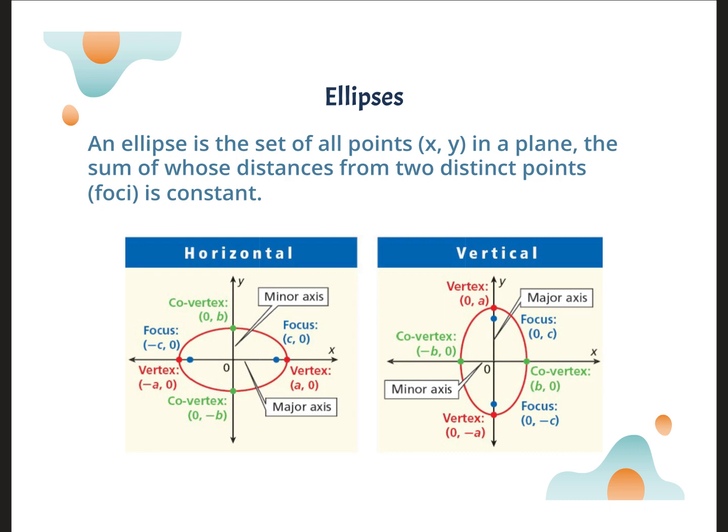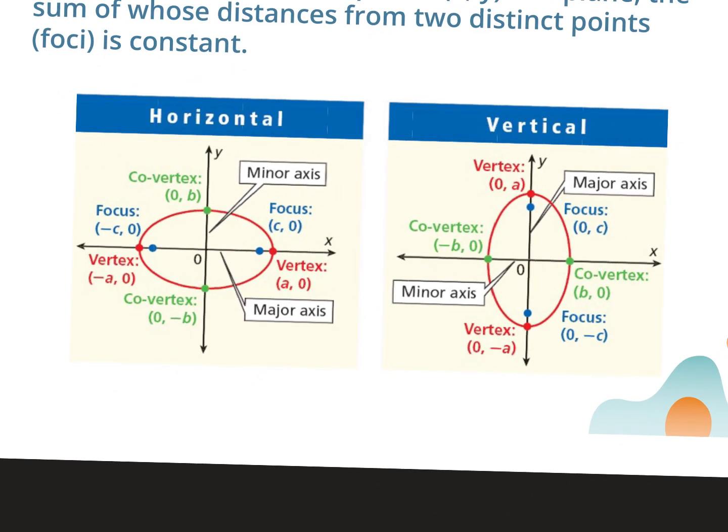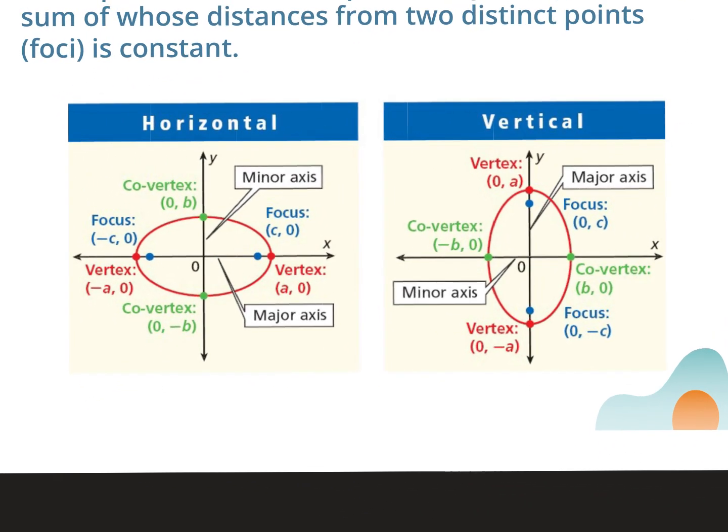Everybody see that? An ellipse, the definition is a set of all points, x and y in a plane, the sum of whose distances from two distinct points, the foci, is constant, right? That says foci. If you have one, it's a focus. Two is foci. All right, so let's just look at these pictures. You guys are not going to have to memorize this, but you have to understand what this is looking at.